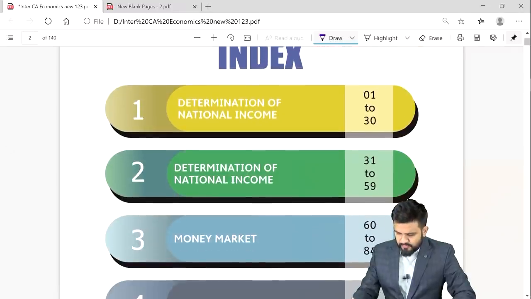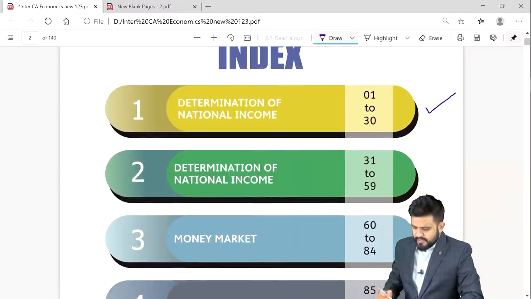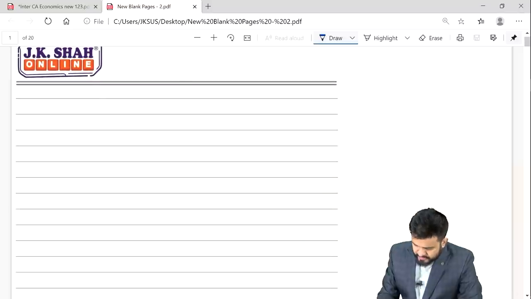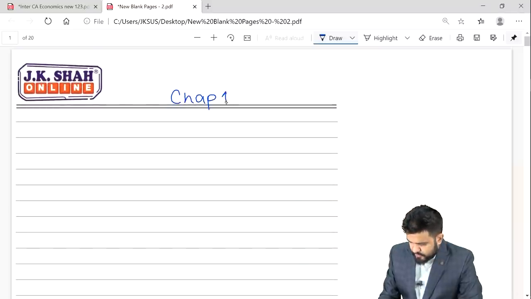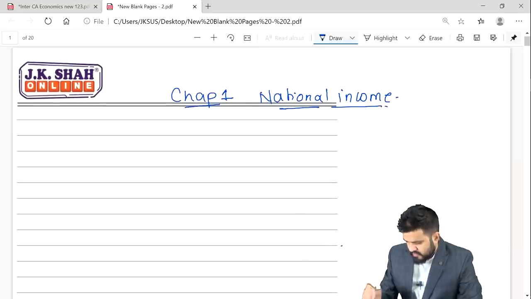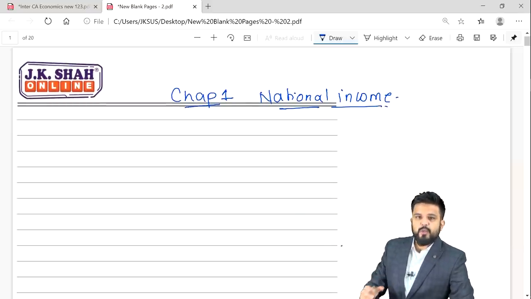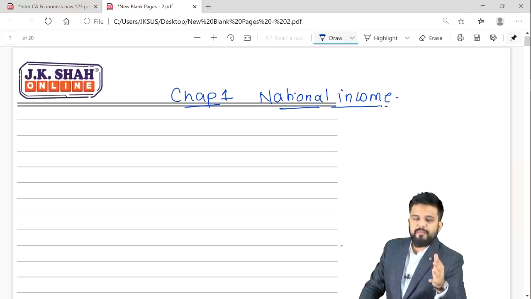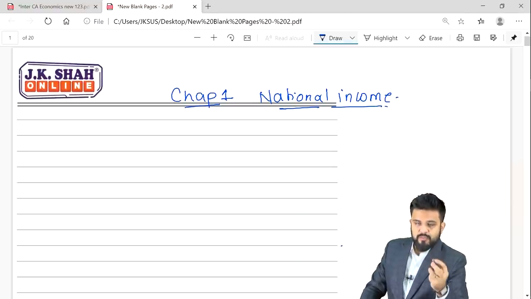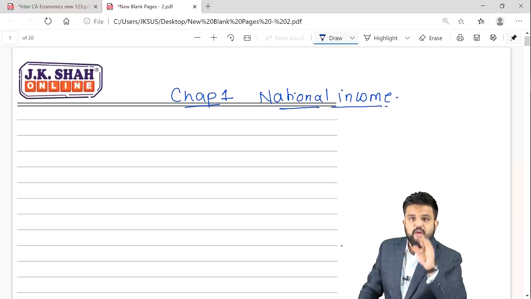So this is our first chapter, National Income, as I told. I will just put the heading as Chapter 1, National Income. Now students, just to tell you, your total question paper for Economics will be for 52 marks, including options. And out of 52, you are supposed to attempt 40 marks.